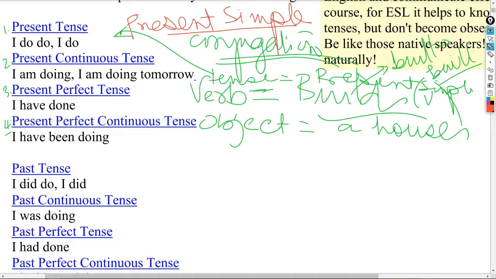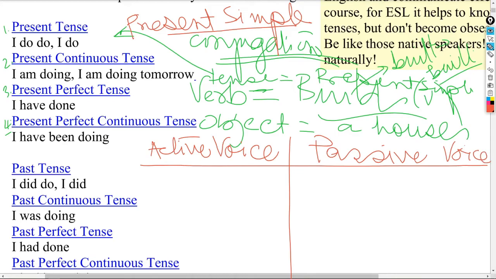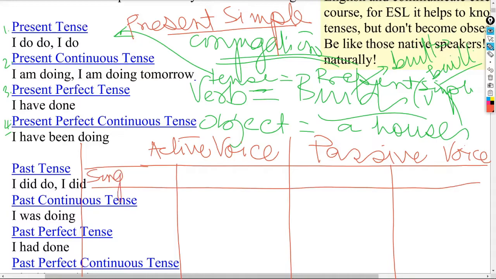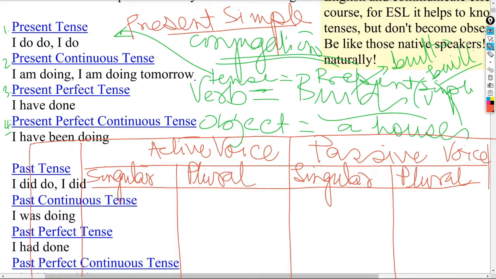Let me make the table here. First, we will be making it. This table, my dear children, will help you in order to convert the verbs into passive too. Suppose we are talking about the active or the passive. All will have the singular and the plural. Therefore, let us divide it into two major parts: one will be singular and the other will be plural.